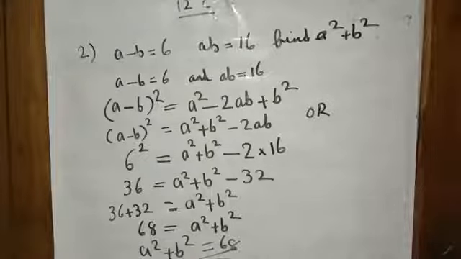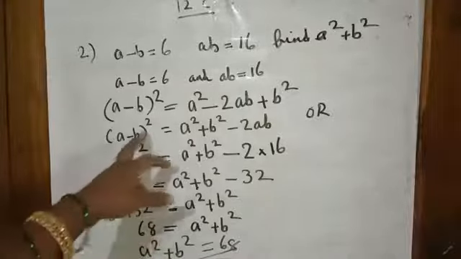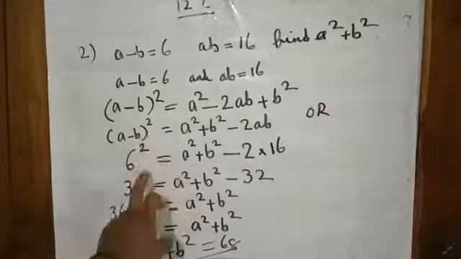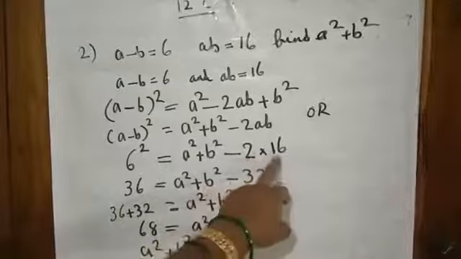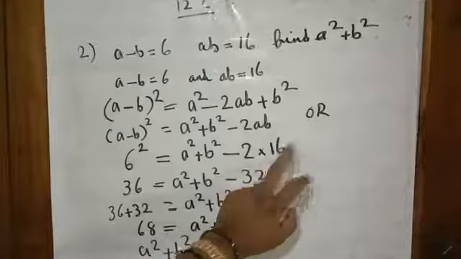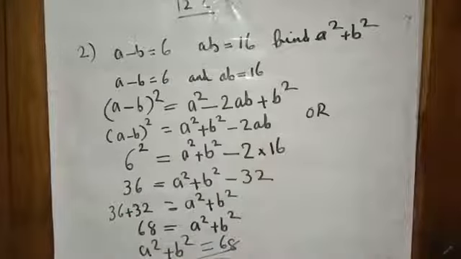Okay, first, what is a minus b the whole square? Because the question starts with a minus b, you have to write the expansion of a minus b the whole square. Then directly substitute the values. A minus b is 6, so substitute the value 6 in the expansion. A minus b the whole square, that is 6 square, equals a square plus b square minus 2ab. In the place of ab, 16. Okay.